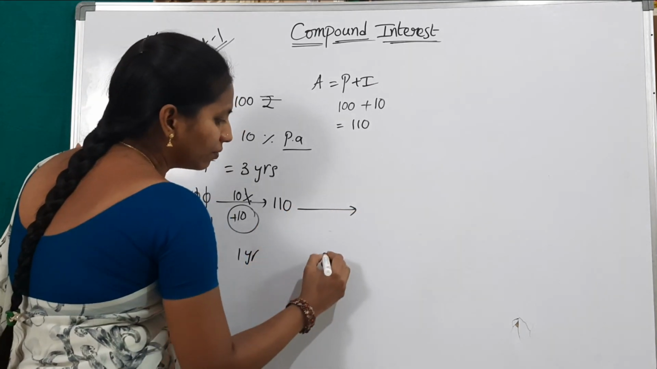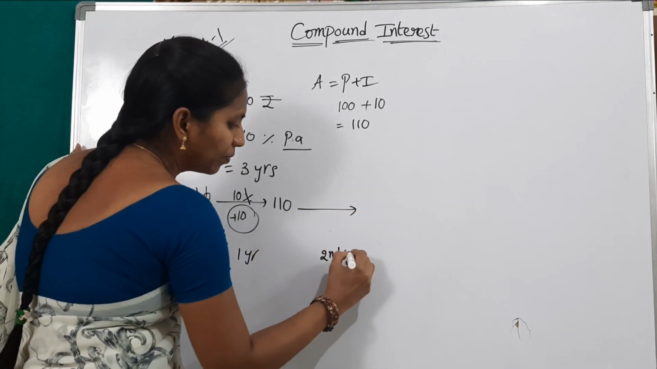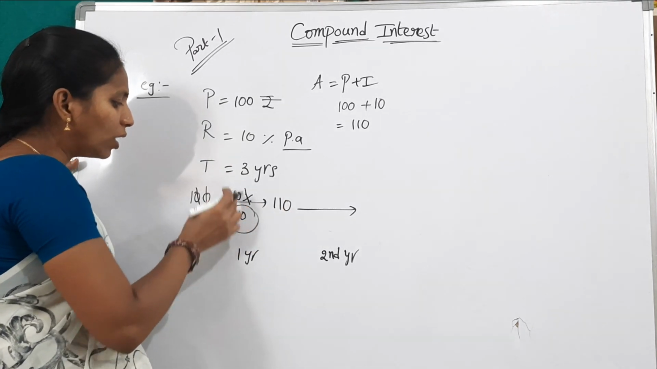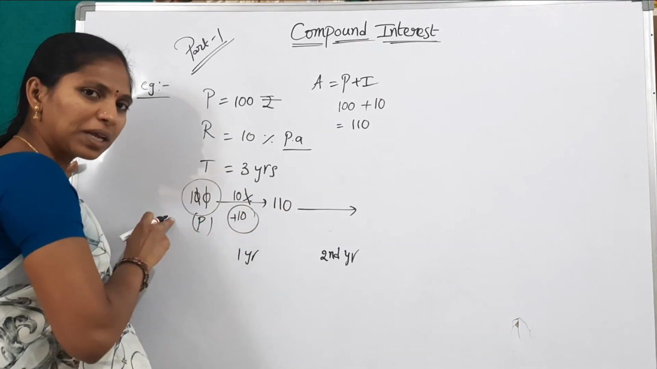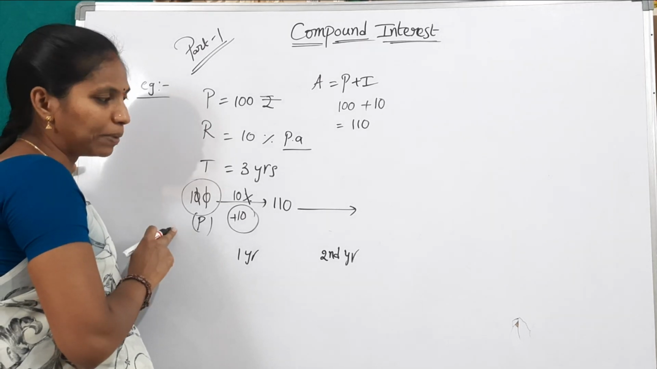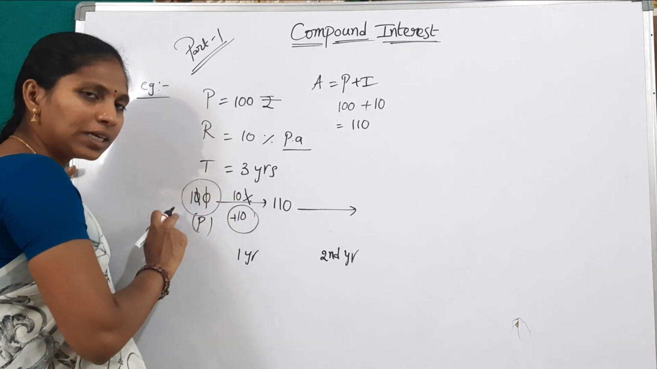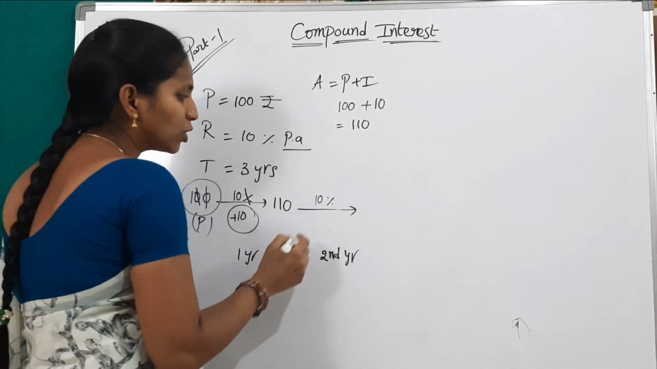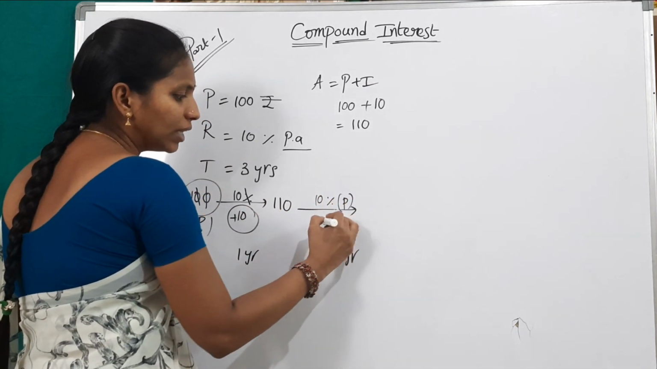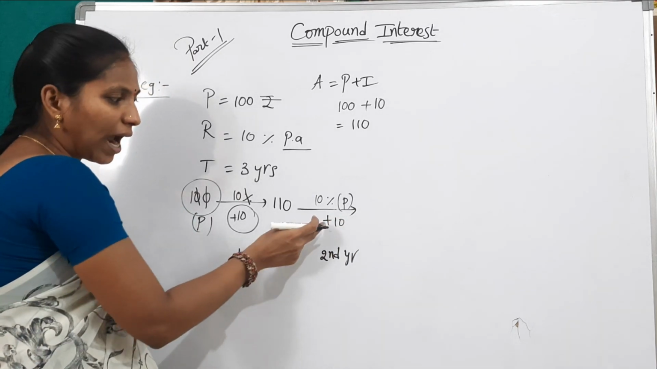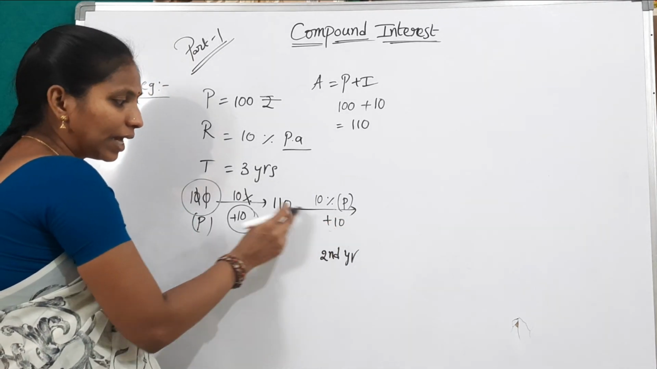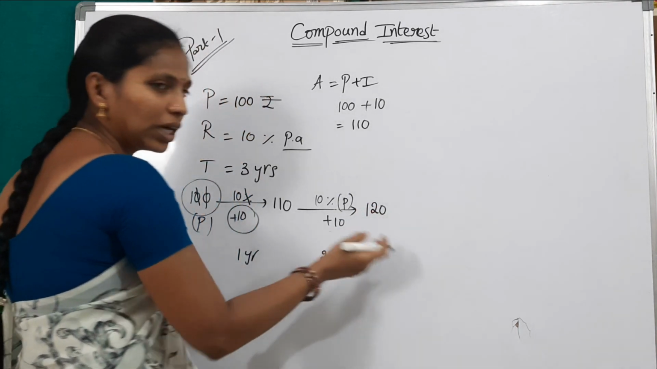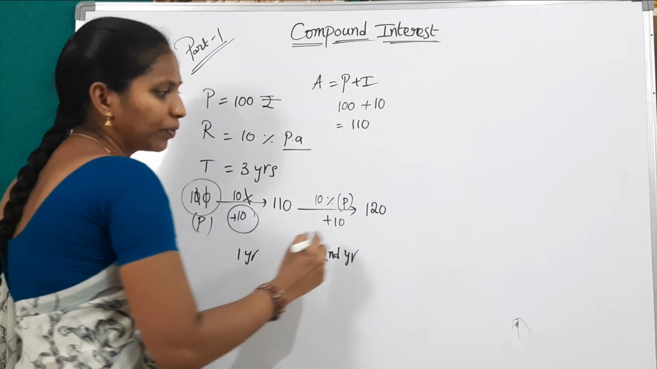For the next year, for the second year, again calculate 10% on this 100 only, on this principal only. That is called simple interest. What is 10% of 100? Again 10 rupees. 10% of principal only, that is 10 rupees. Again add 10 to this 110. So 120 is the amount after the second year.